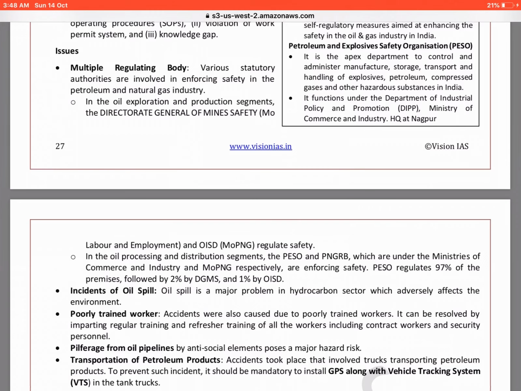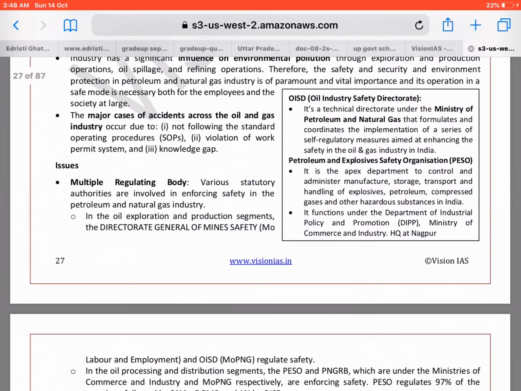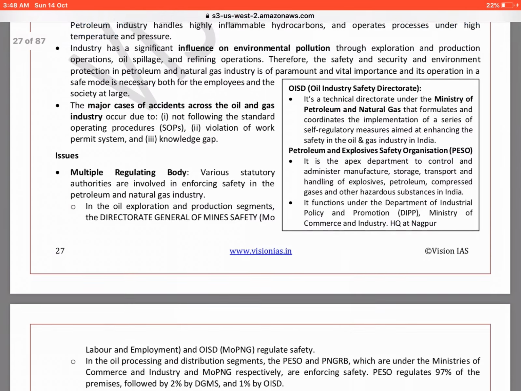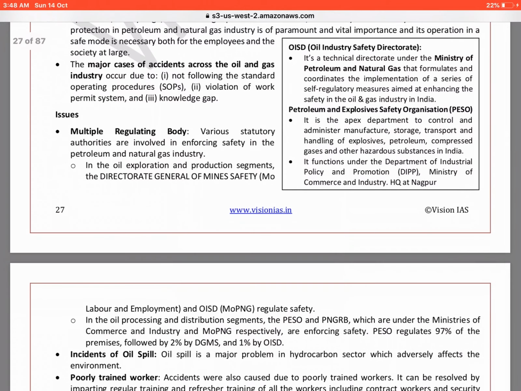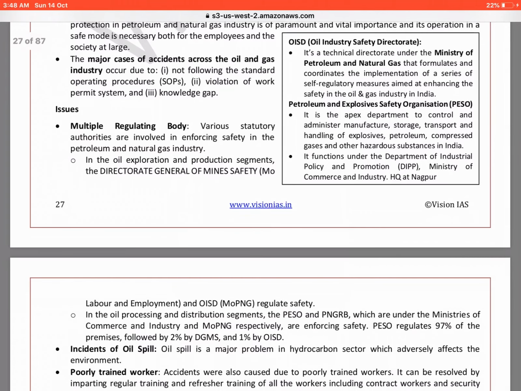So they have talked about OISD. Let us read about OISD and PESO. OISD comes under the Ministry of Petroleum and Natural Gas. It means Oil Industry Safety Directorate, which formulates and coordinates implementation of a series of self-regulatory measures aimed at enhancing safety in the oil and gas industry. So they have been talking about self-regulatory measures.